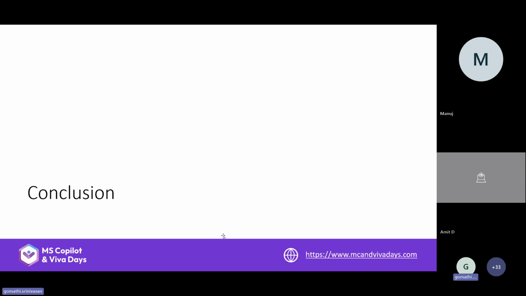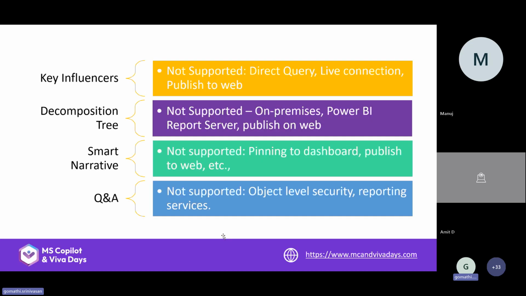Okay, and we should understand the limitations of data. So the limitation is what? Key influencers is not supported for direct query or live connection. You cannot publish to the web, and in order to use this, .NET Framework 4.6 or higher is required. And SharePoint Online embedding is not supported by key influencers.